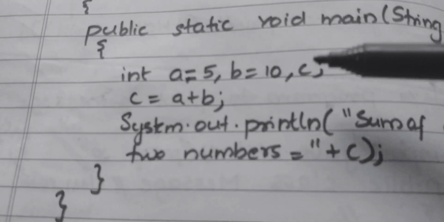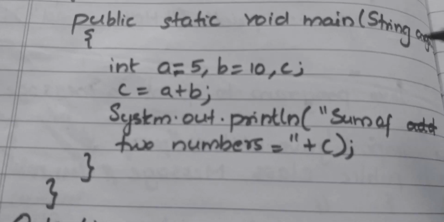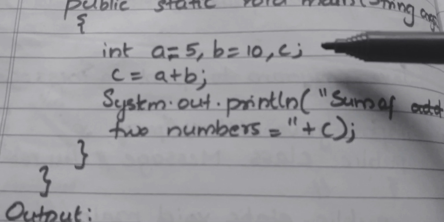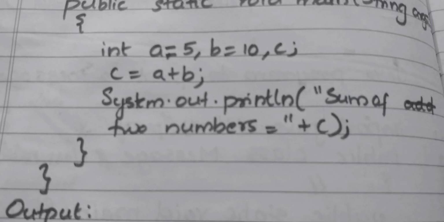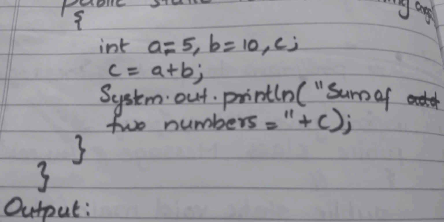For that we have declared the variable c. So we don't know what the value is, so we are going to find that, isn't it? This is a declaration statement. After the main method, what are the variables required for the program? That should be declared. That is the first thing.